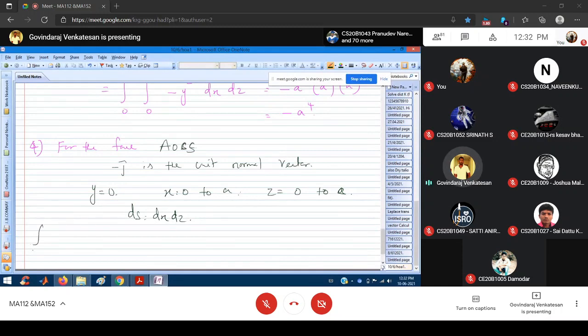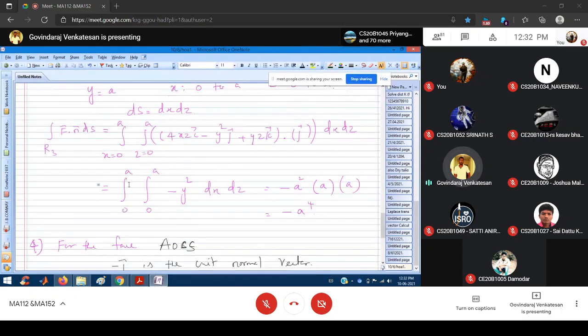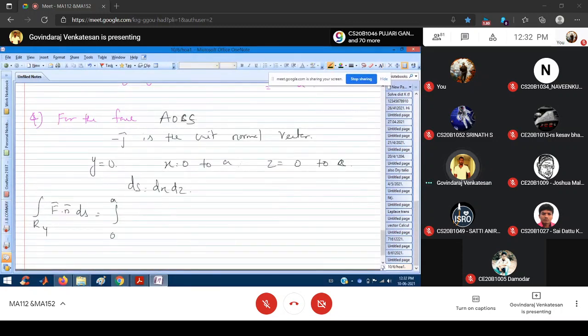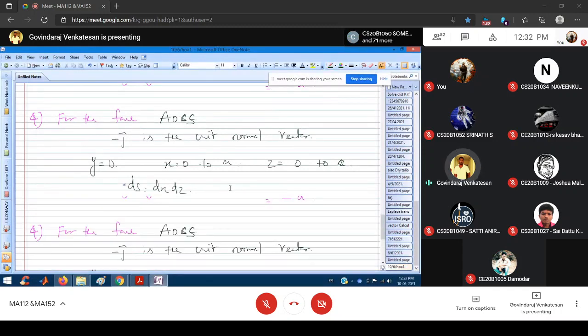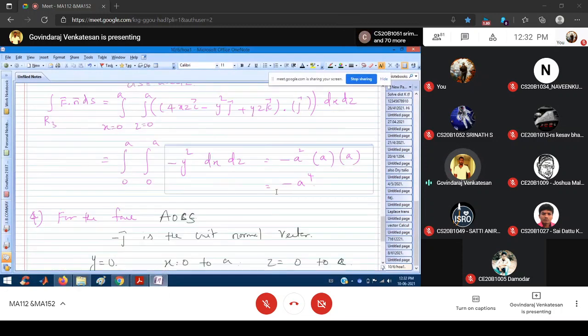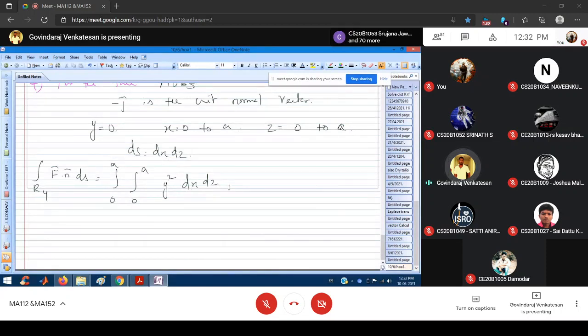Okay, so write the surface integral over R4 of f vector dot n vector into ds. The n vector is minus j vector. Taking the dot product of f with minus j, I got minus y square; multiplying with the same f with minus j, I will get plus y square times dx and dz. So the value of y is 0 on that surface. Therefore the value of this surface integral on R4 is 0.